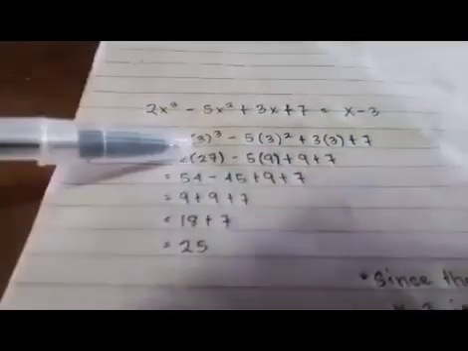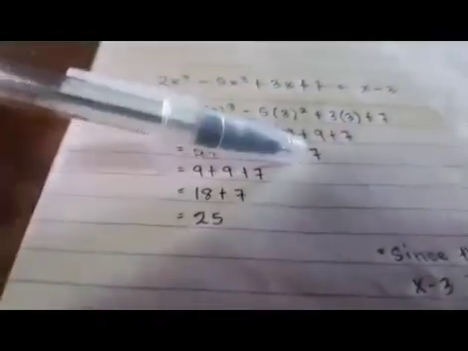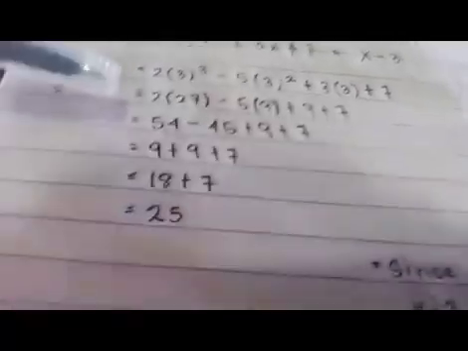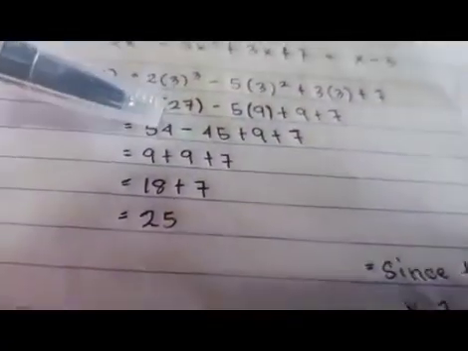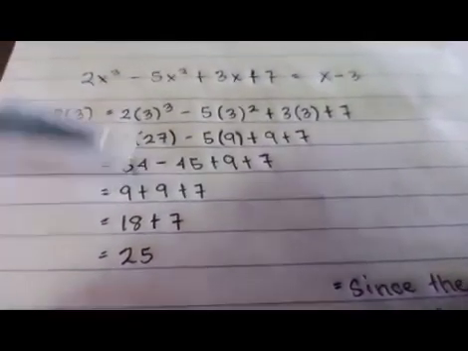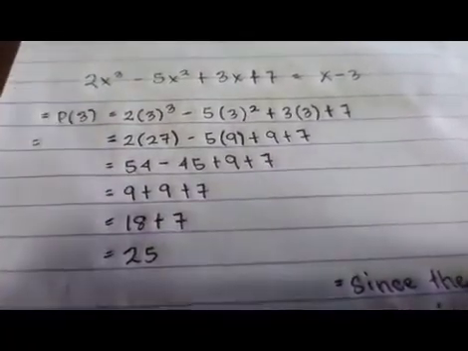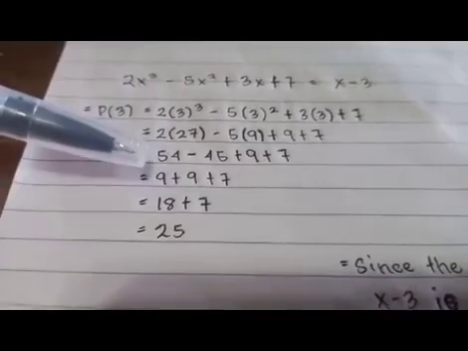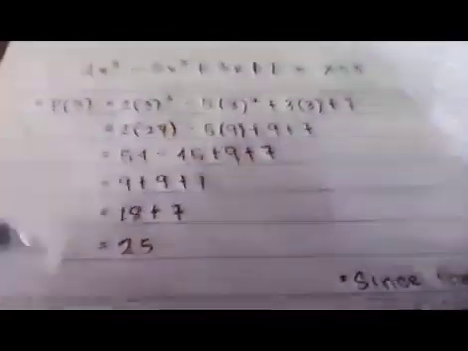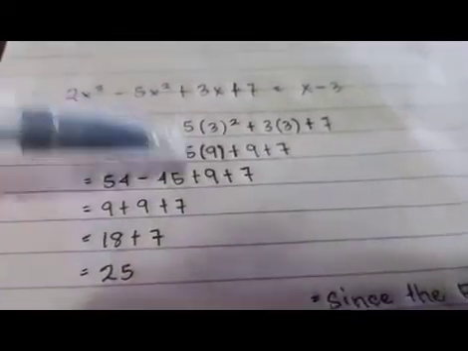Here, 2 times 27 is 54. And then 5 times 9 is negative 45. Then bring down the positive 9 and positive 7. We subtract since it is negative 45. So 54 minus 45 is 9. And then bring down the 9 and bring down the 7. Now add these two 9s. So 9 plus 9 is 18. And then bring down the 7, and 18 plus 7 is 25.